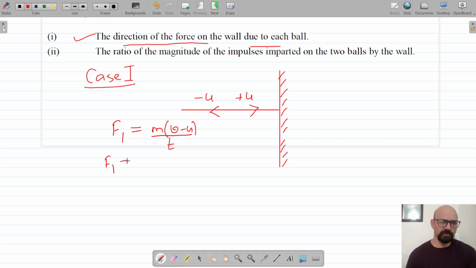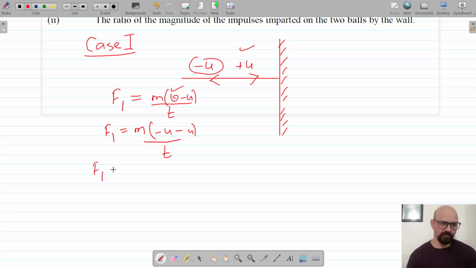And this is equal to, let's put in, the final velocity here is negative u, and minus the initial velocity u, that has to be divided by time. So this is minus 2u into m divided by t. This is the force exerted by the wall on the ball. But we have to find the direction, which is along the negative x direction.